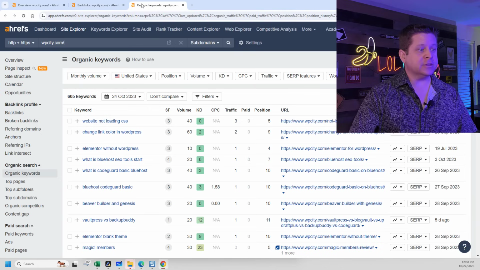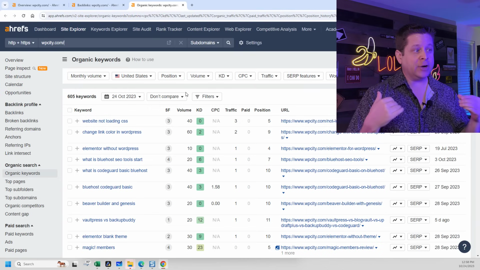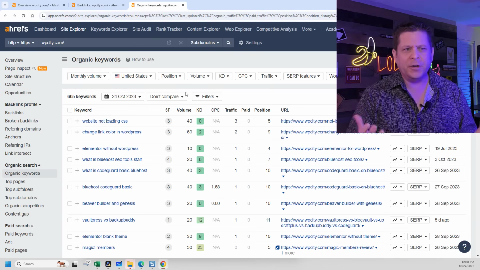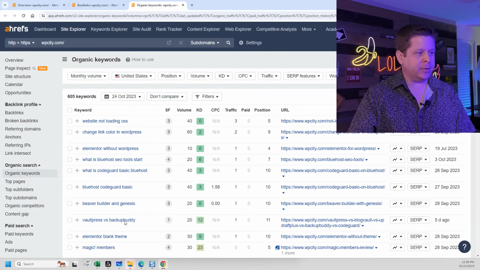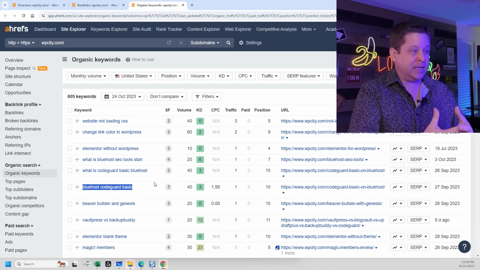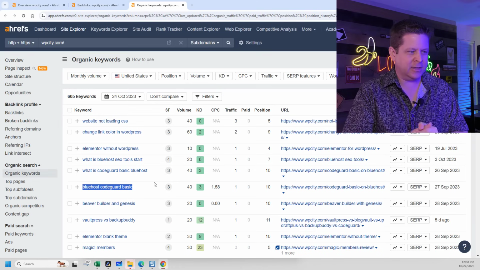Now, we can also see that this ranked for all different kinds of keywords related to WordPress, web hosting, and all different things like that. For example, we can see here Bluehost CodeGuard Basic, where people are looking to get web hosting and they want to know what this CodeGuard thing is.